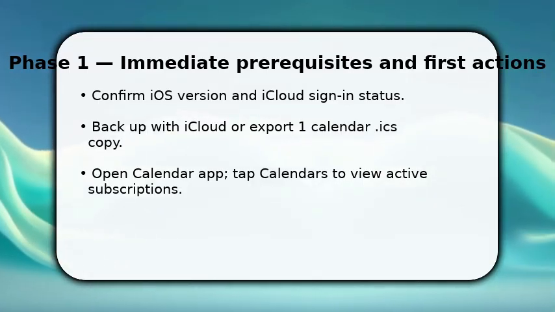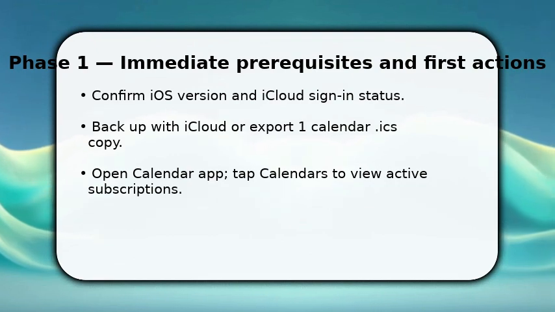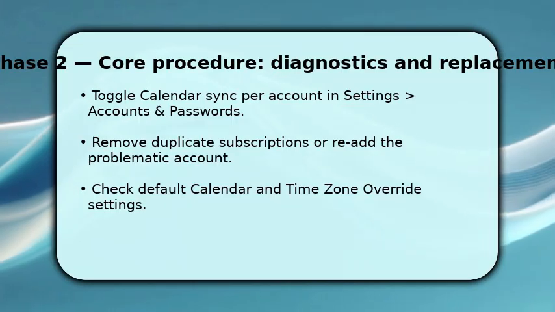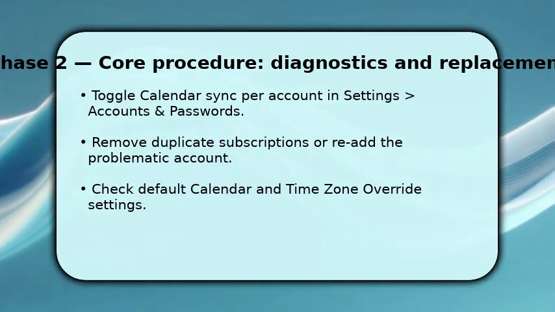Next, you tackle the middle steps. Go to Settings, then Accounts and Passwords, or Mail Accounts, and toggle Calendar Sync Off and Back On for the account that's misbehaving. This forces a fresh sync.